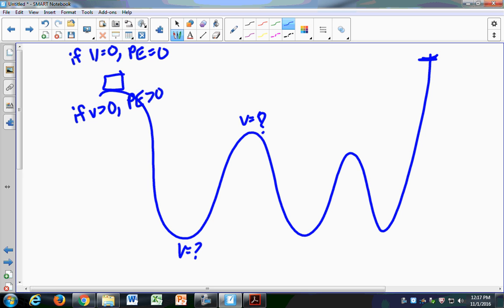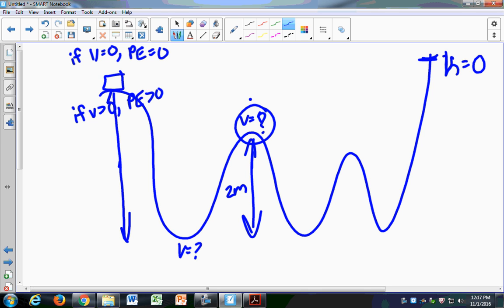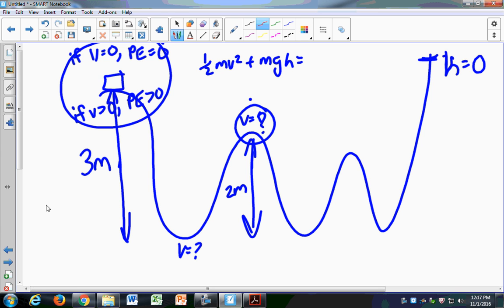And then if it comes to rest up here, what height does it come to rest at? So for example, let's just take this one. Let's say that this height is 2 meters, and this height is 3 meters. I would ask, what is the speed at that first hill? In which case you would say, well, the total energy here, which is 1/2 mv squared plus mgh, is equal to the total energy here, which is 1/2 mv squared plus mgh, realizing that those v's and h's are different.